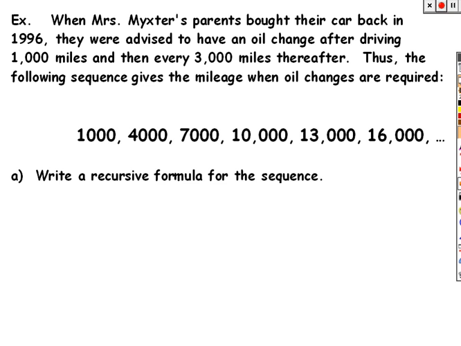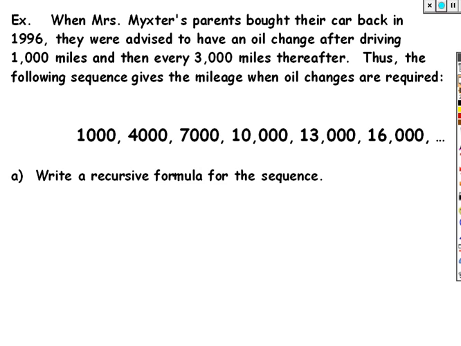So let's suppose my parents bought their car back in 1996. They were advised to have an oil change after driving 1,000 miles and then every 3,000 miles thereafter. Thus, the following sequence gives the mileage when oil changes are required. So they needed an oil change after 1,000 miles and then every 3,000 miles thereafter.